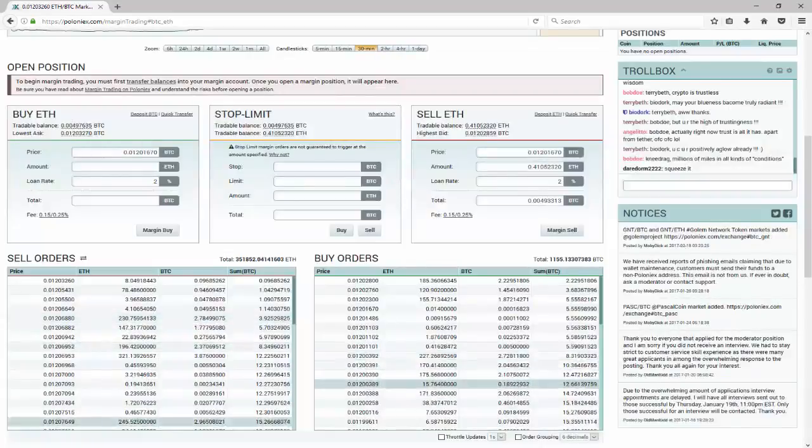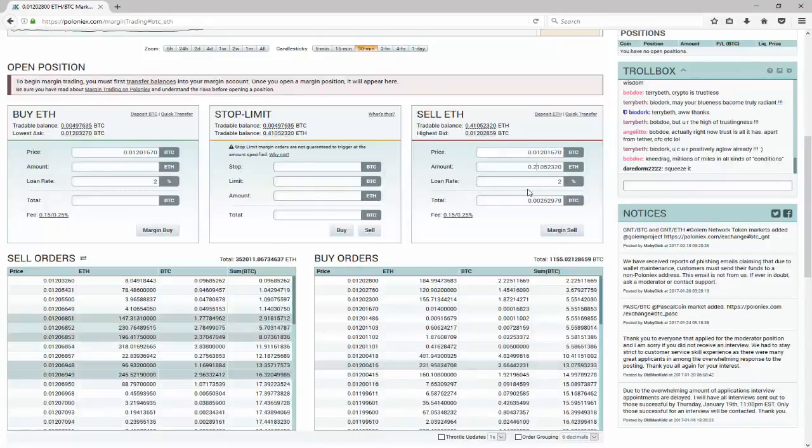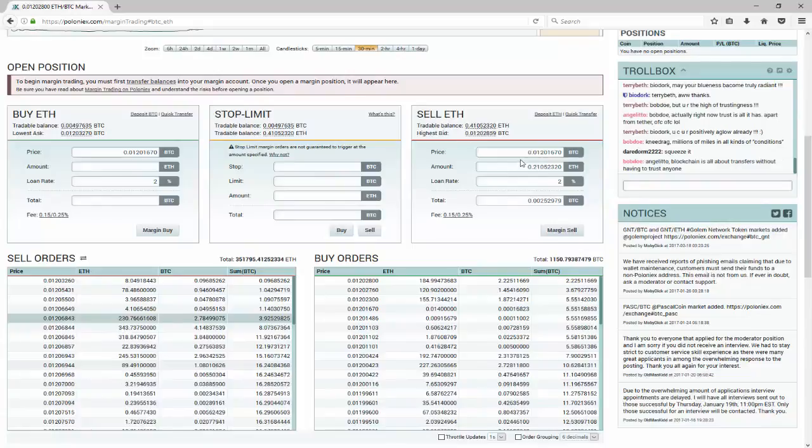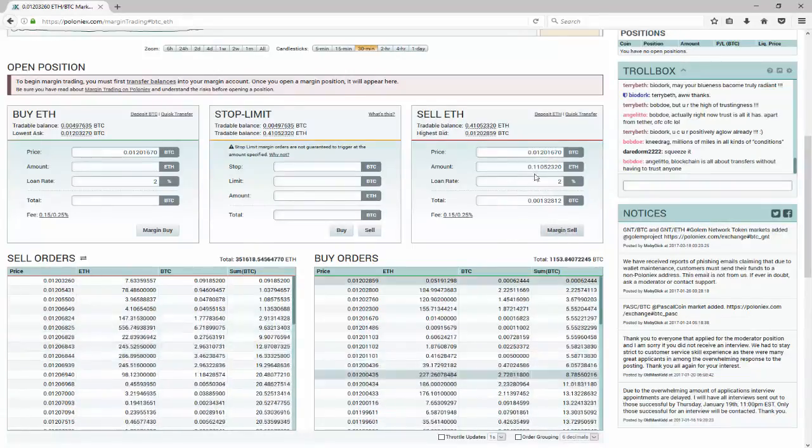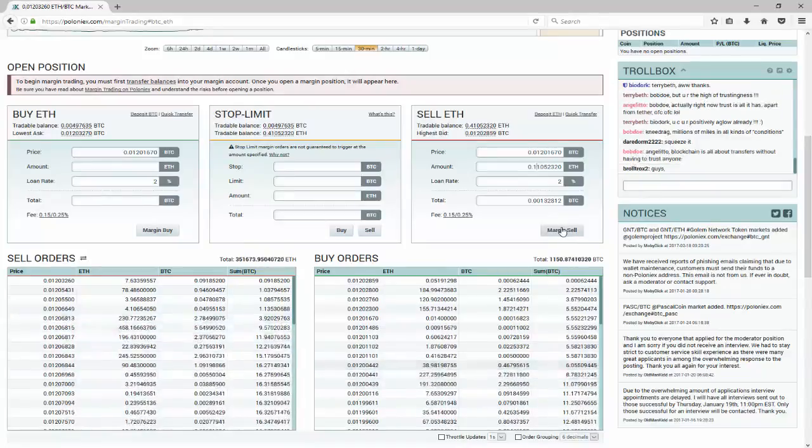Okay, so it's saying I don't have enough collateral for that size. So let me reduce the size here a little bit. Sometimes you have to just kind of do this in increments. Even though it's telling me I have that much ETH, sometimes you need to do it in increments. It won't allow you to execute it all at once. So let's just short sell 0.11 ETH.